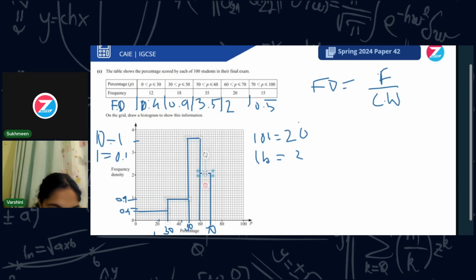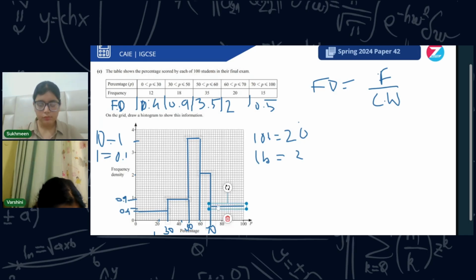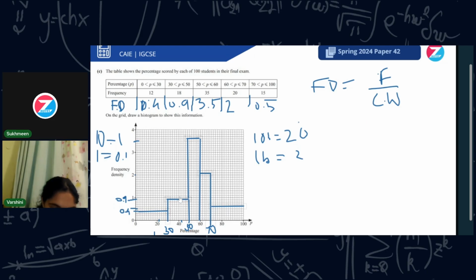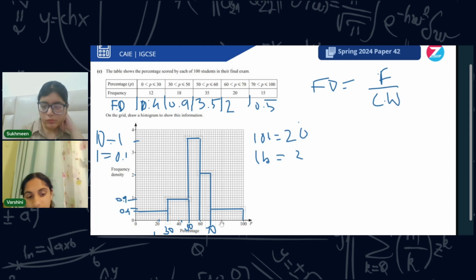And additionally, when you're drawing these, make sure that all of these bars connect because it's a histogram, not just a bar graph. And for the last one, it's at 0.5 from 70 all the way to 100. So it's going to be all the way to 100. Okay, and the last bar over here. Alright, so there we have our histogram.